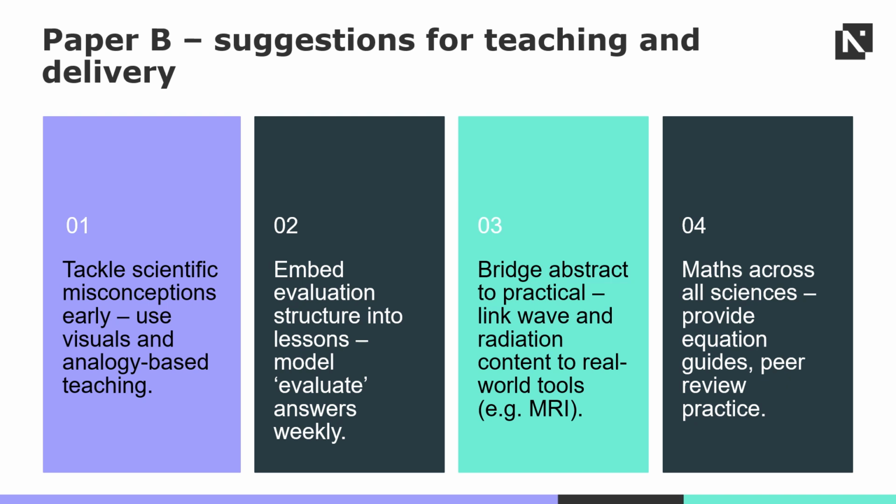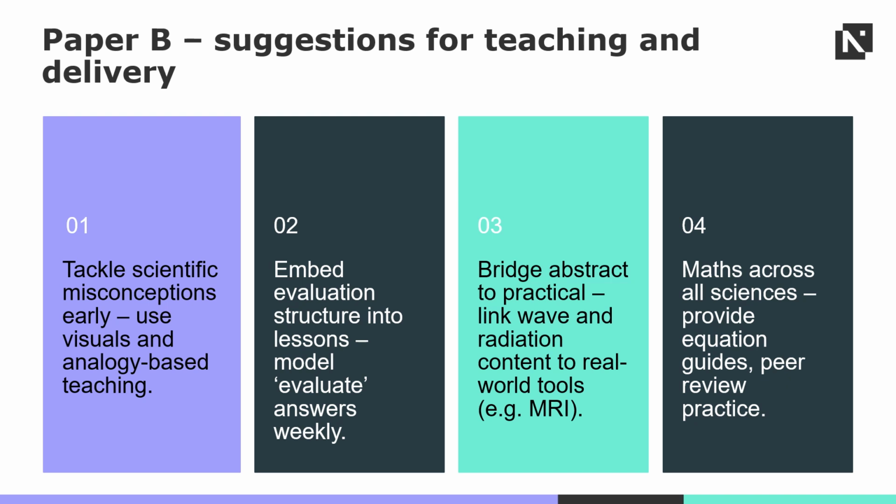So to tackle the challenges identified in Paper B, here are 4 focused teaching strategies that could support improvement. Tackle scientific misconceptions early. Use visuals, models, and analogy-based teaching to address common misunderstandings, particularly in areas like cytoplasm, wave behaviour, and absolute zero. Misconceptions can become embedded if not actively challenged.